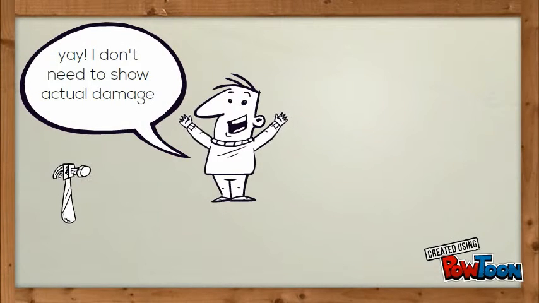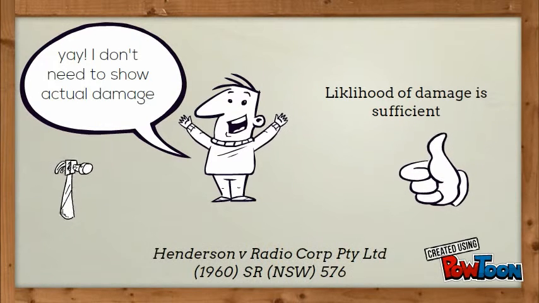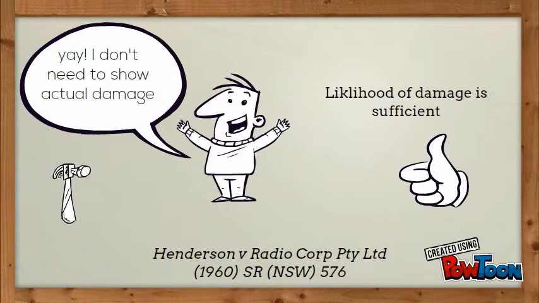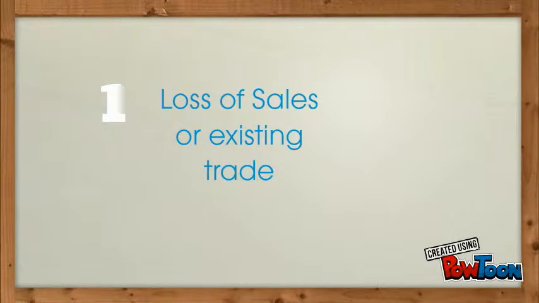There is no requirement that actual damage be shown. Only a likelihood of damage, that is, a real and tangible risk of damage, is sufficient. This was established in Henderson and Radio Corporation Proprietary Limited. Now let's have a look at a few examples of the types of damage that will satisfy this cause of action. First is the loss of sales or existing trade.